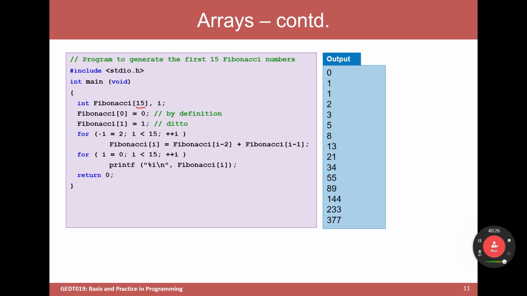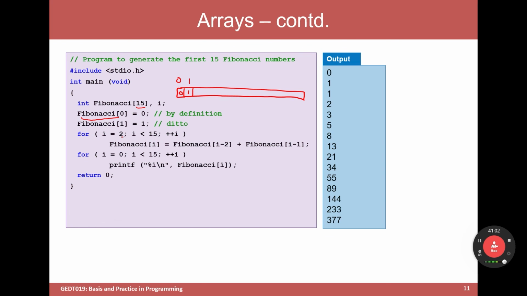Then I say here Fibonacci 0. So in this array containing 15 elements, element number 0 will have value 0, based on this statement. So look here, this statement says Fibonacci, the array, element number 0 equals 0. And same thing, Fibonacci element number 1 will be equal 1. Okay, that's good.